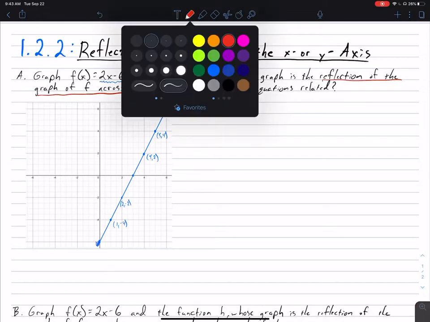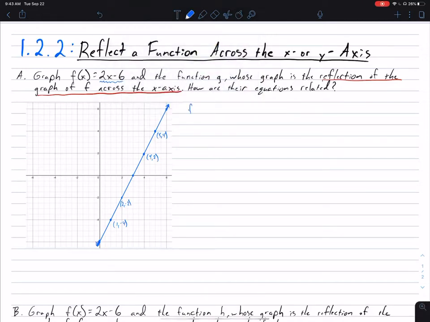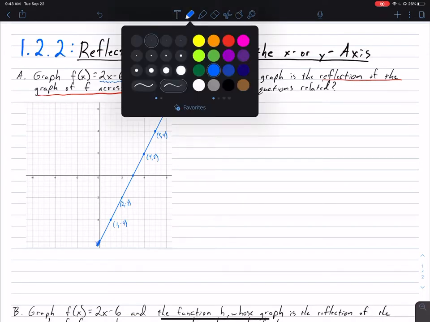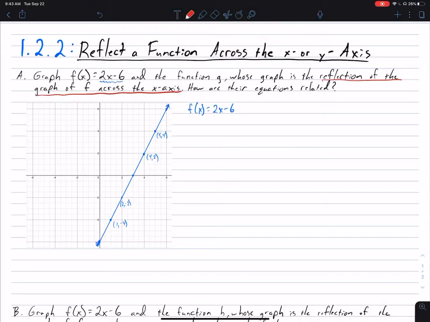All right, so my original equation, we had f of x is equal to 2x minus 6. And what I want to do is reflect across the x-axis. So each of my points is going to be mirrored on the opposite side of the x-axis. So if I start with 1, negative 4, this point down here, I'm going to reflect that. Now it's 4 places away from the x-axis, so I'm going to move it up 4 places. All right, so that's being reflected across the x-axis.